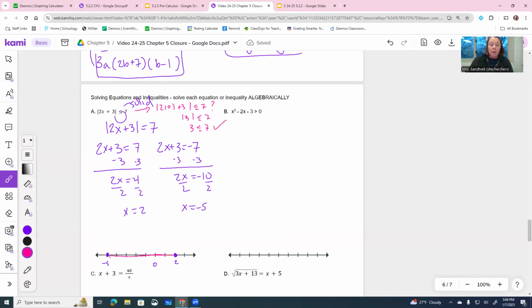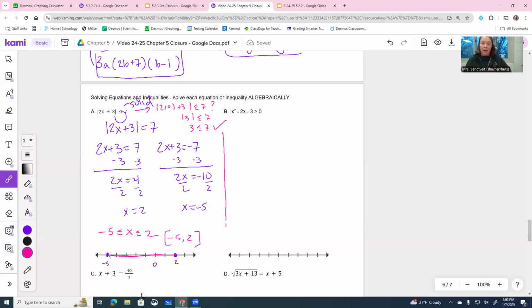And remember, you're not done until you've also written the solution as an inequality or interval notation. So it's between. So I could either write -5 is less than or equal to x, which is less than or equal to 2, or I could do left endpoint, comma right endpoint. And because I'm including the endpoints, brackets on both. You can write it either way.